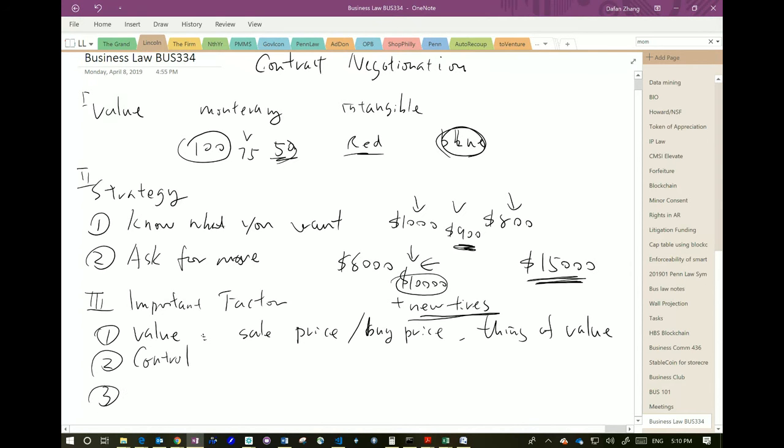And third is risk. Sometimes in business you can't foresee the risk, but if you can foresee the risk, you want to ask for a reduction.